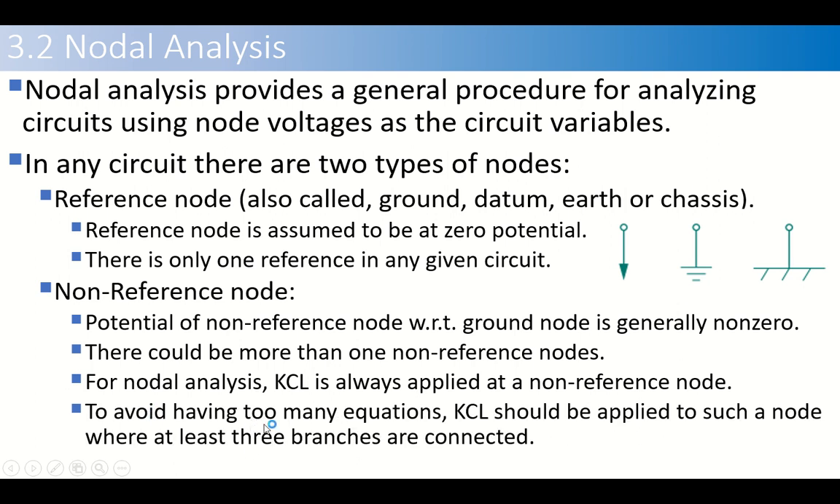To avoid having too many equations, KCL should be applied to such a node where at least three branches are connected. Since we have defined a node as a joining point in a circuit where at least two branches or elements are connected, we can use KCL at a node where at least three branches are connected to get a different set of equations. This is again very important.